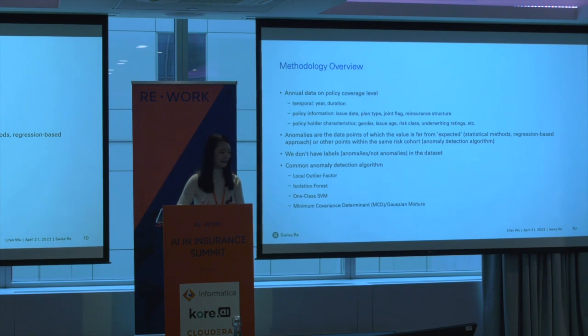In the data set, we are given the annual data on the policy coverage level. Therefore, we can calculate the premium rate at each duration for each policy. Besides, we are given the policy information, including policyholder characteristics. These two together help us draw the risk picture for the policyholder. As I mentioned, anomalies are data points whose value is far from the expectation, so we can use traditional statistical methods to figure them out.